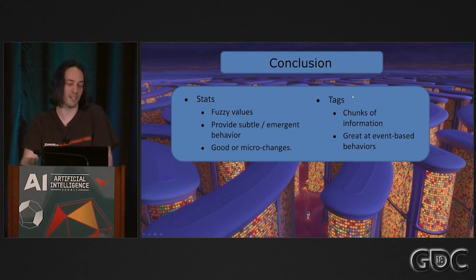So in conclusion, fuzzy values provide subtle and emergent behavior. They're really good for things like micro changes. And tags are really good for chunks of information, like event-based things that happen. I've gone to war with you, and all that kind of stuff. So they can be used together for great effect.